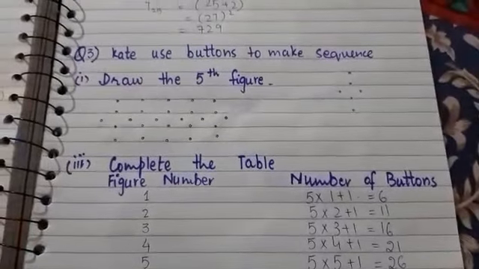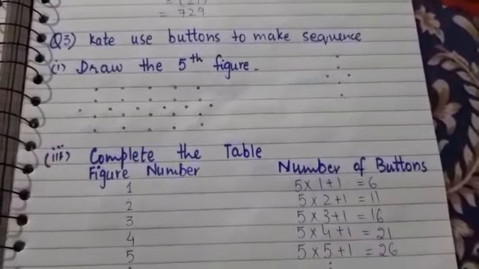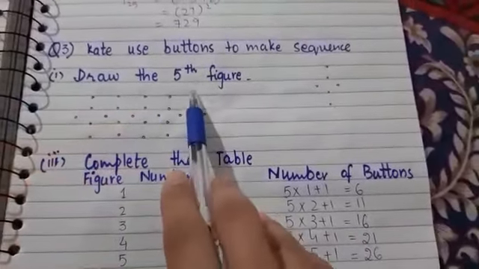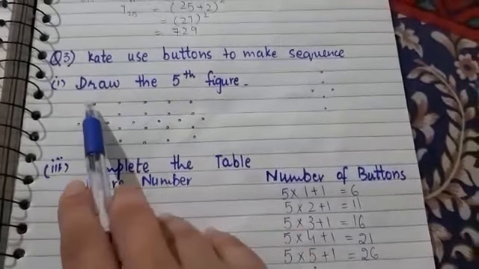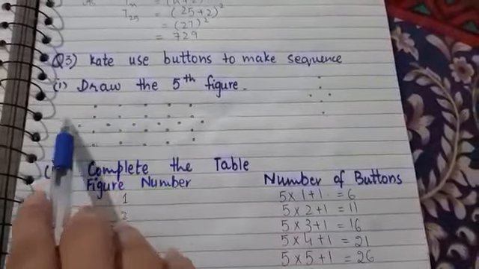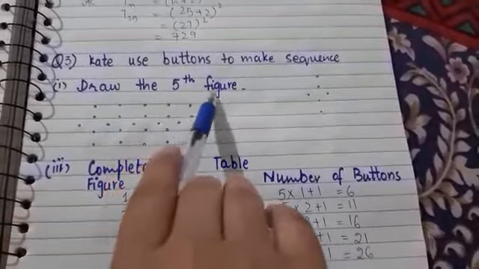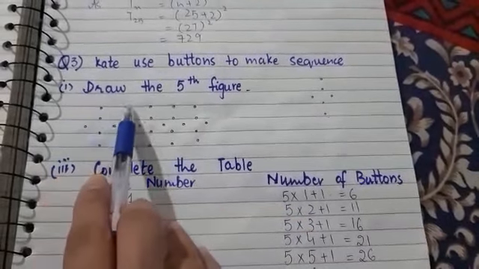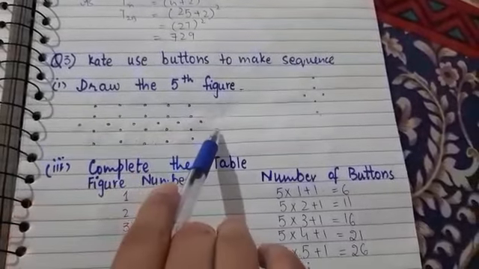Question number 3. Kate used buttons to make the sequences. We have to draw the fifth figure. If you see the figures in your book, figure 4 has 4 button lines in the column and 1 button line in the row. This means that in the fifth figure there will be 5 button lines in a column and 1 button line in a row.